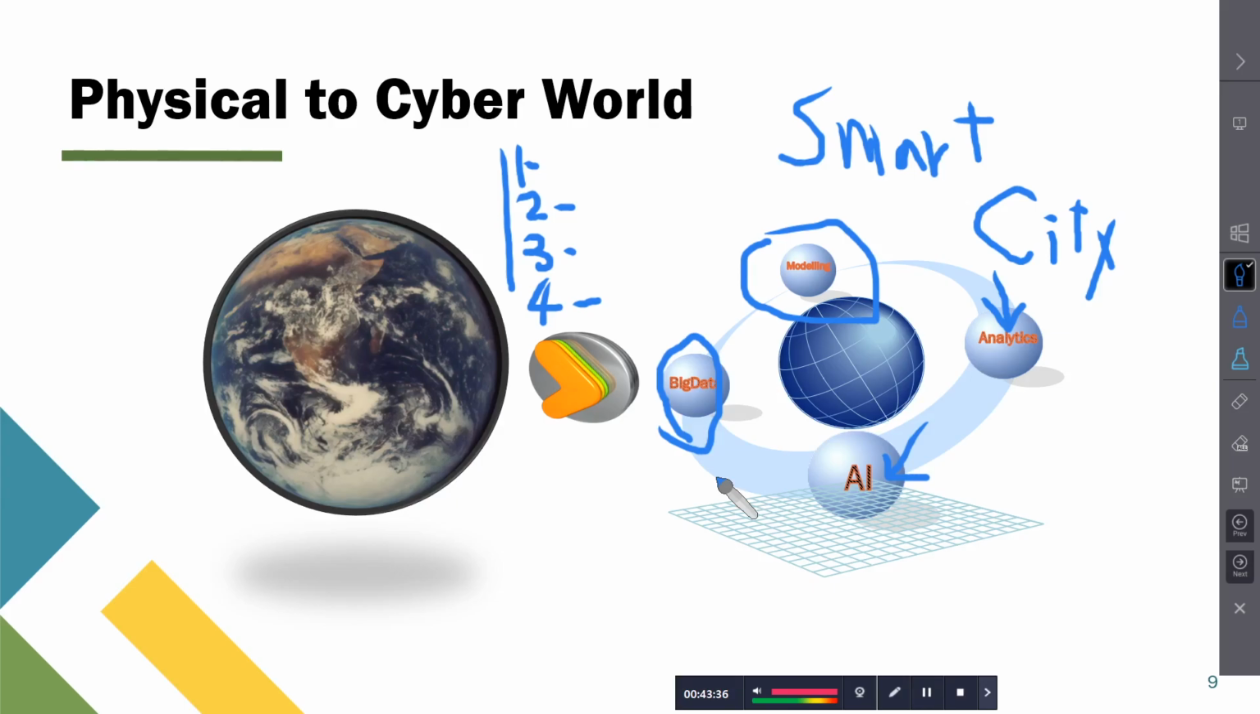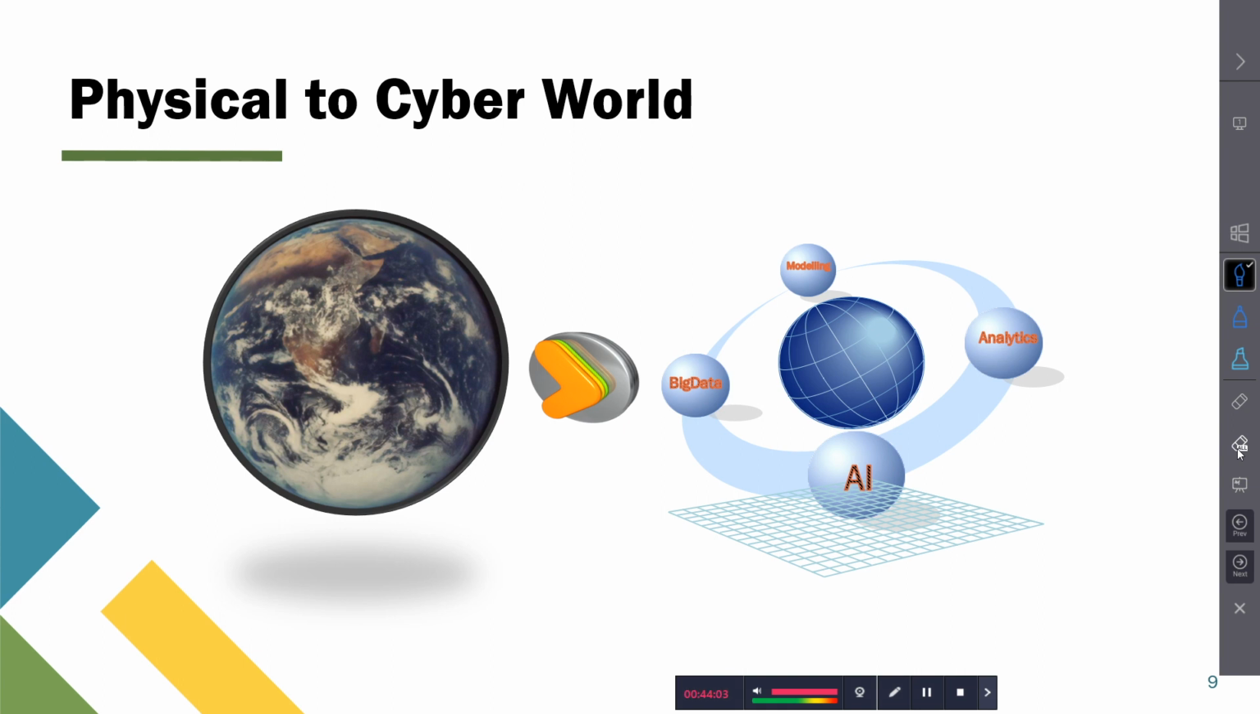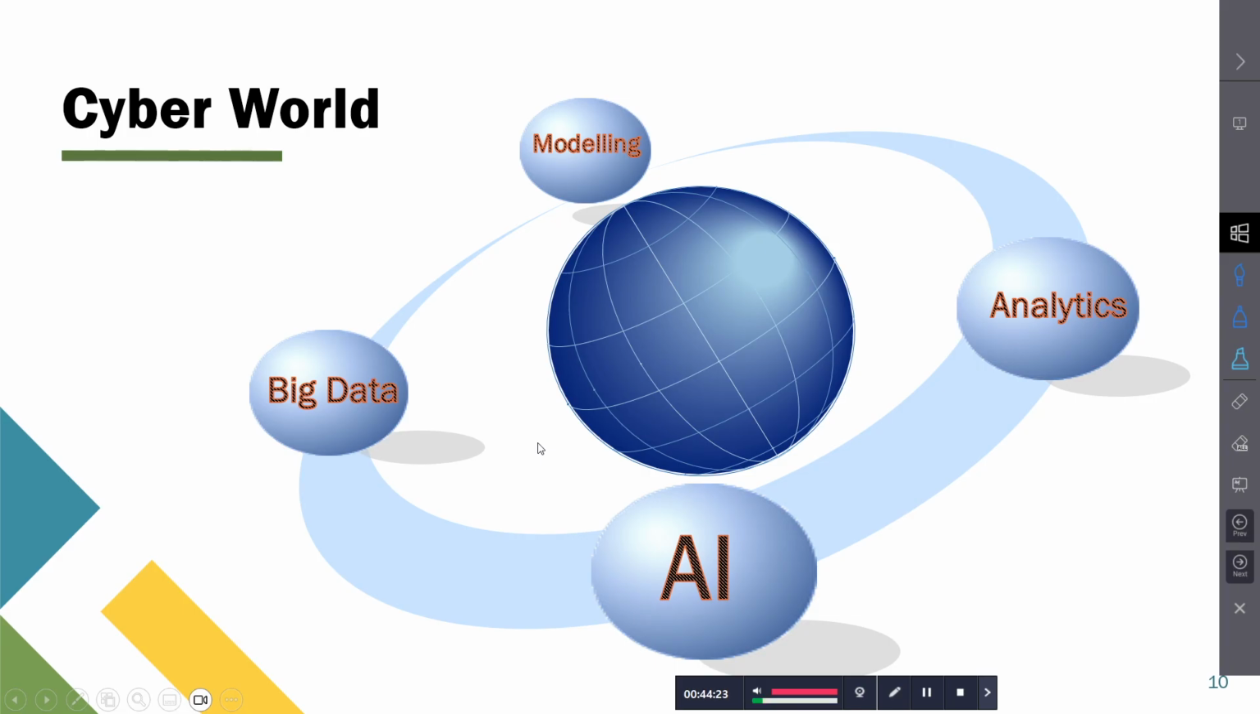So these transitions, which I explained in the 4 steps, allow us to bring the complexity of the physical world into a realm where we can apply the power of computation and AI. So this is a very important issue which I try to talk about in this slide. In the next slide, I will talk a little bit more about the cyber world. So cyber world is a digital realm where we can manipulate, analyze, and process the data.